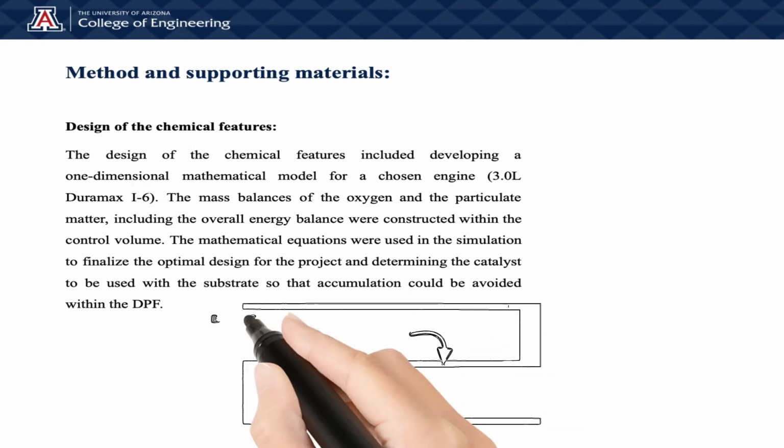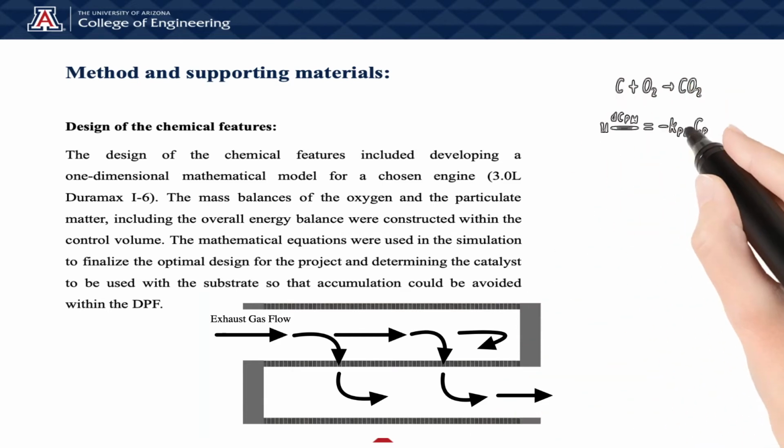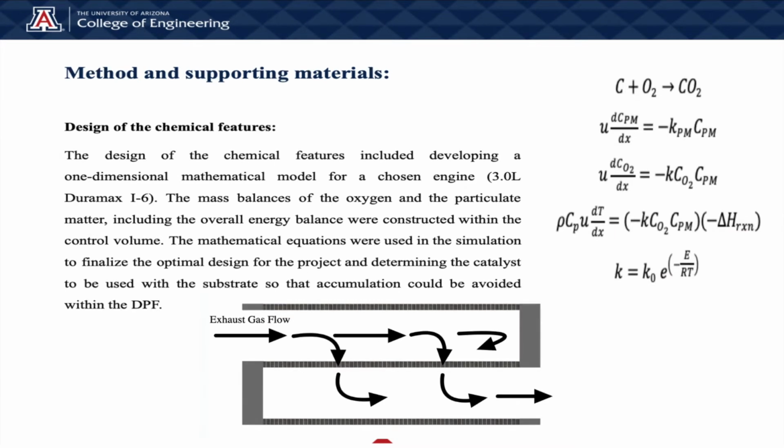Second, the design of the chemical features included developing a one-dimensional mathematical model for a chosen engine, which is a 3.0-liter Dynamics I6. The mass balances of the oxygen and particulate matter, including the overall energy balance, were constructed within the control volume as shown in the figure below. These mathematical equations were used in the simulation to finalize the optimal design for the project and determine the catalyst to avoid accumulation within the DPF.